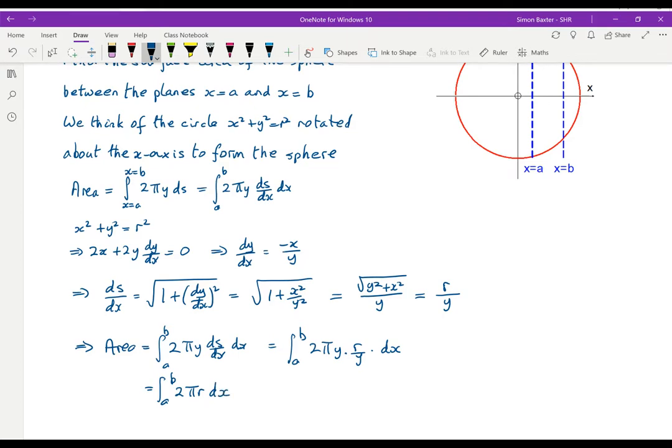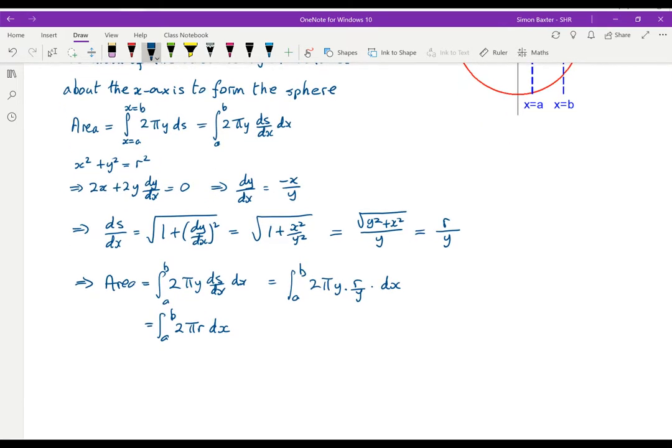2 pi r is constant, so this is 2 pi r x from a to b, and this tells me therefore that the area is 2 pi r b minus 2 pi r a. So there is the area between x equals a and b.